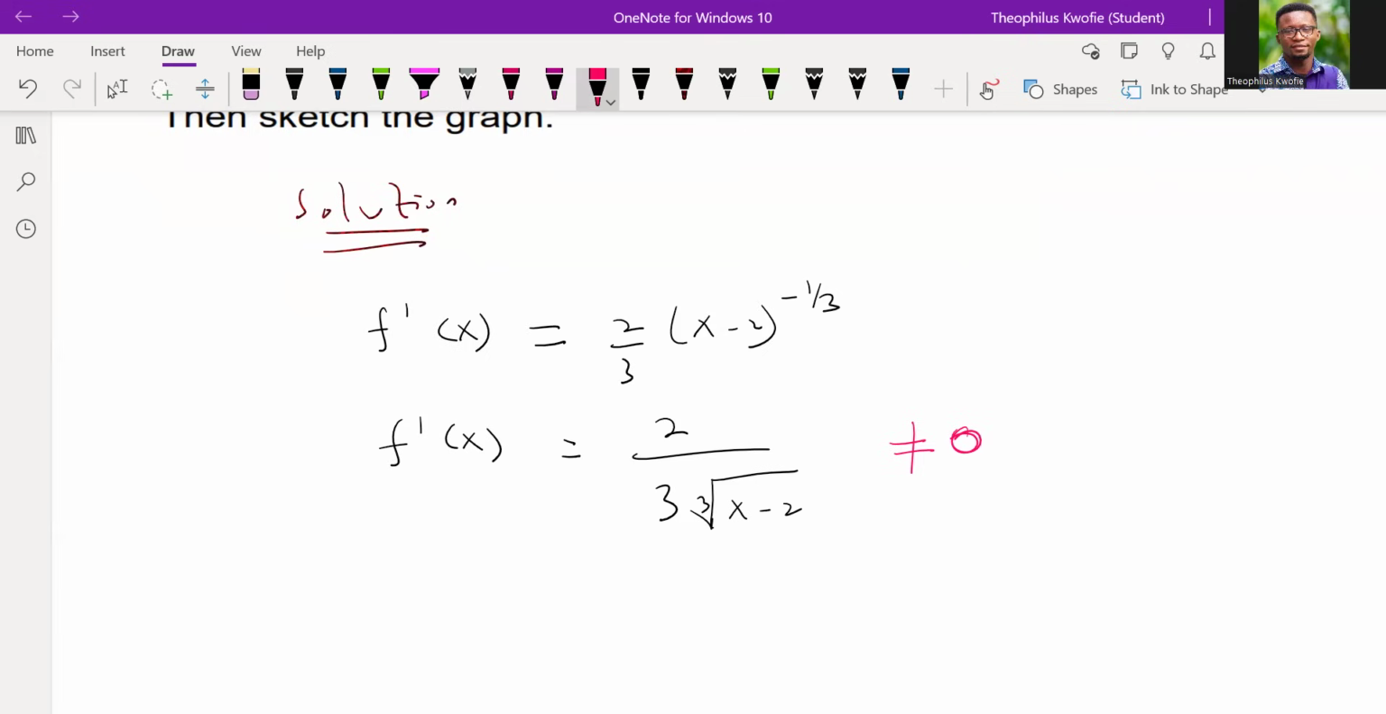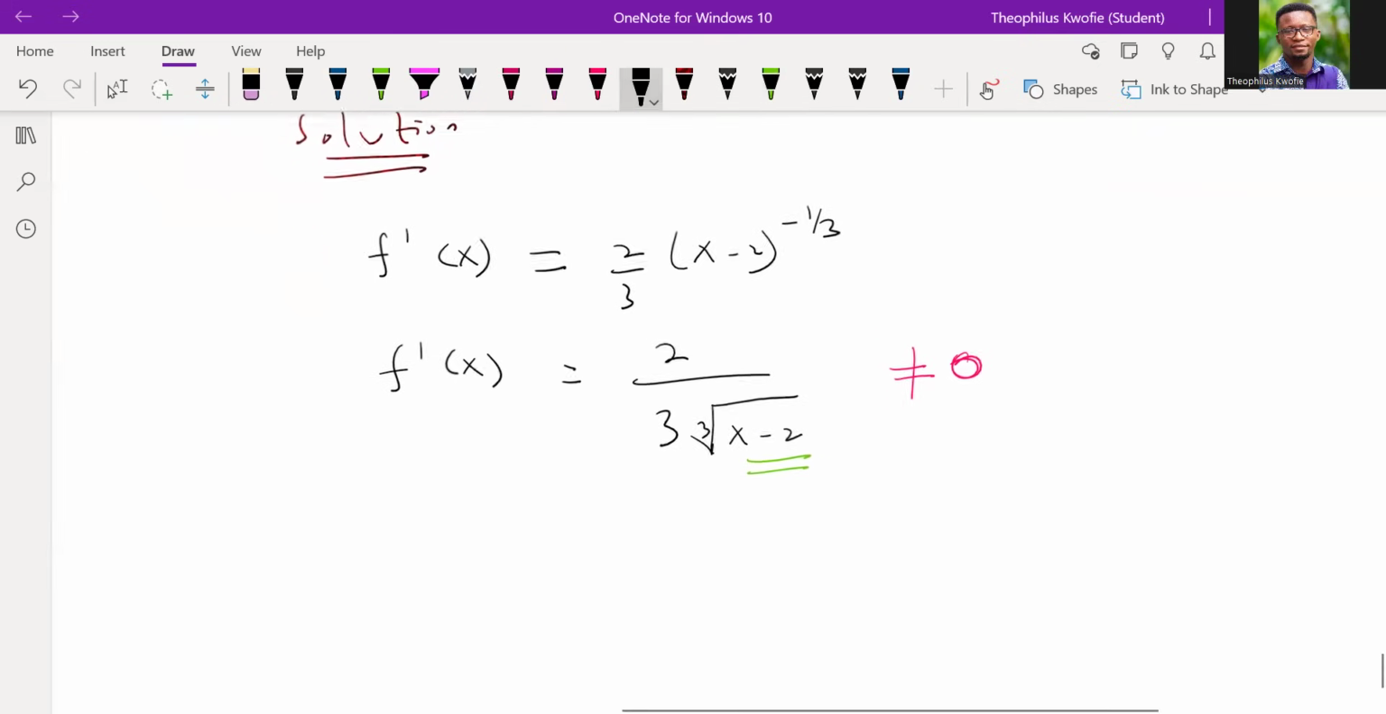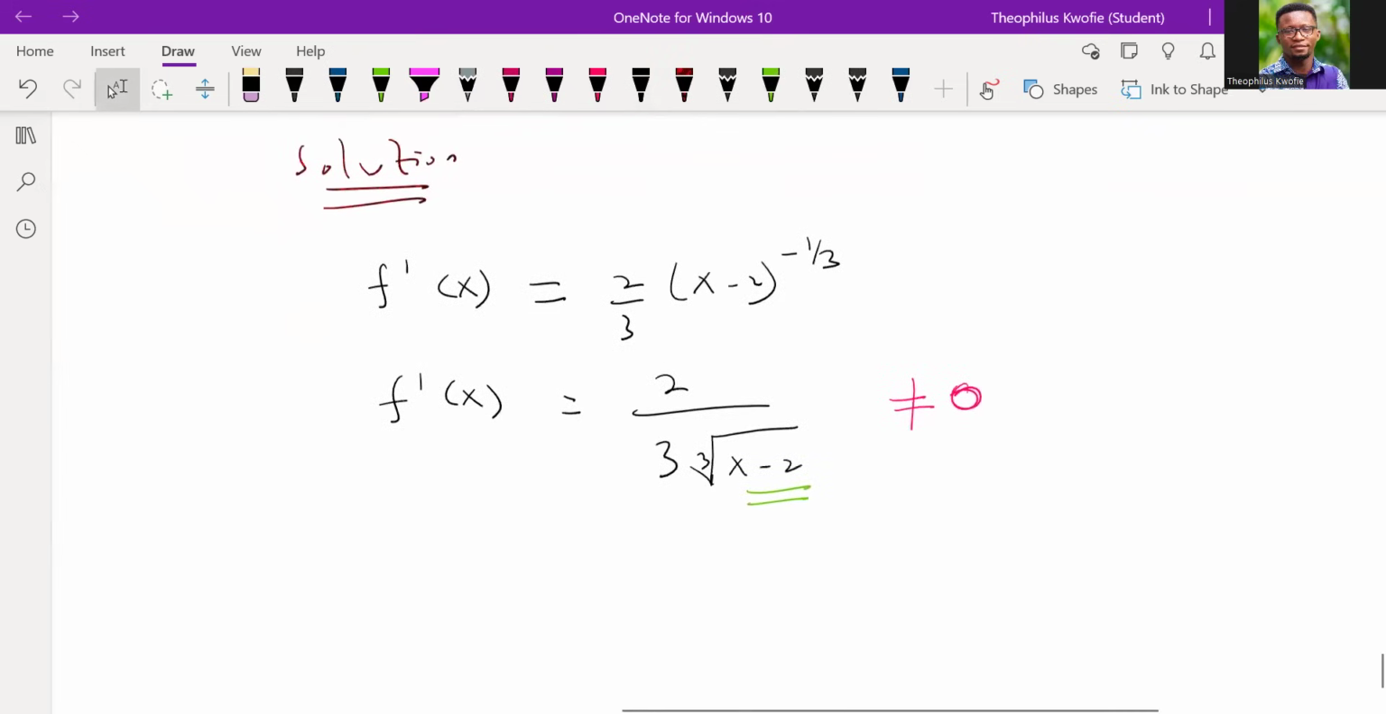So at what point would this rational function cease to exist? Remember that if you replace x by 2, this function will blow up. It's like you're dividing 2 by 0, and that will be undefined. So the function will cease to exist at 2. In that case, our critical value would then be 2.